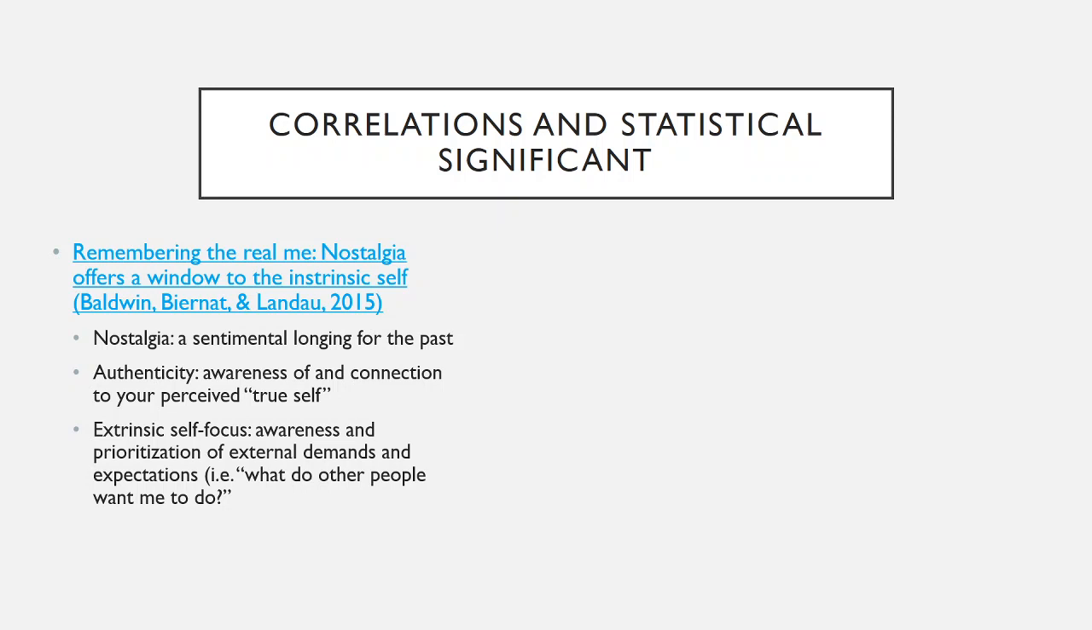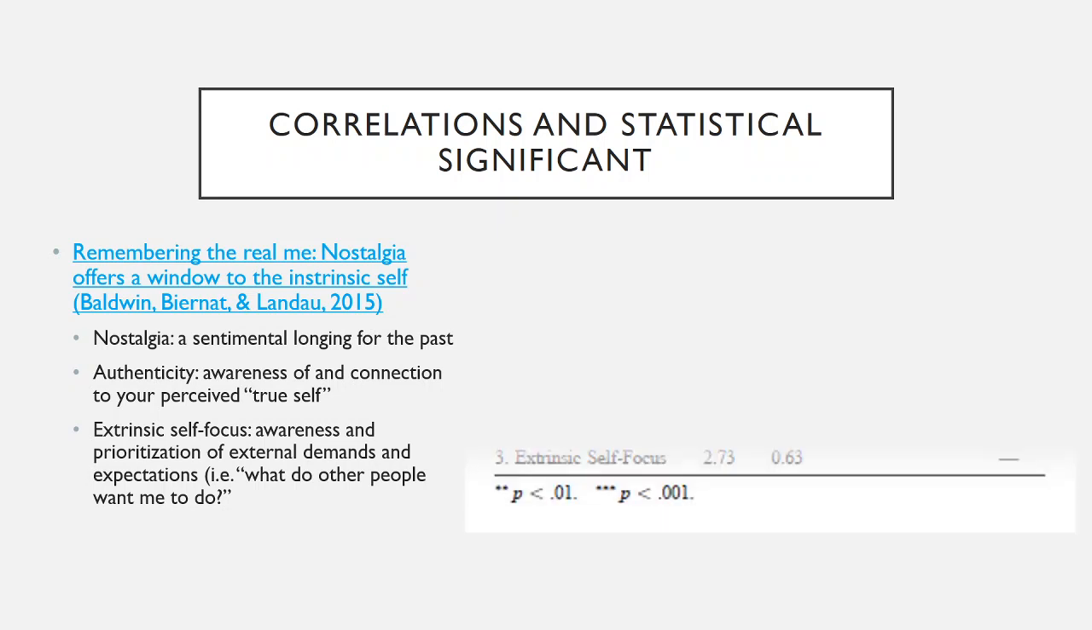So this authenticity variable was measured a couple different ways. One was by asking people a series of questions about how subjectively authentic they thought they were, but it also attacked this construct with what we call extrinsic self-focus. So this is going to be the extent to which people report that they do things because of external demands and expectations as opposed to what you want to do. These are really just two distinct ways of measuring the same construct, but the researchers wanted to make sure they were attacking this construct from multiple angles.